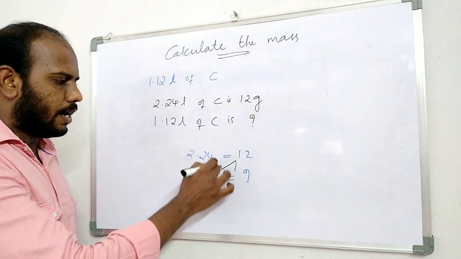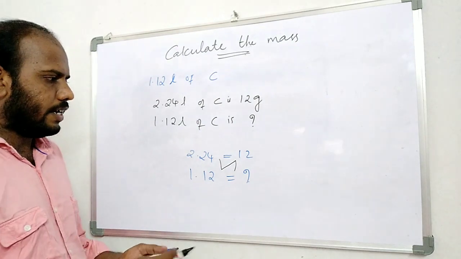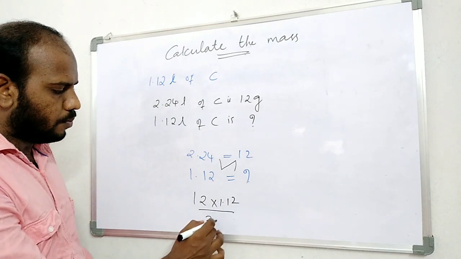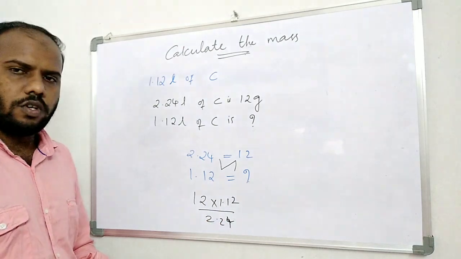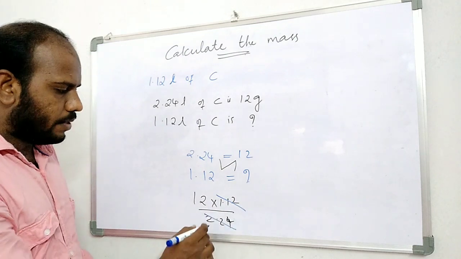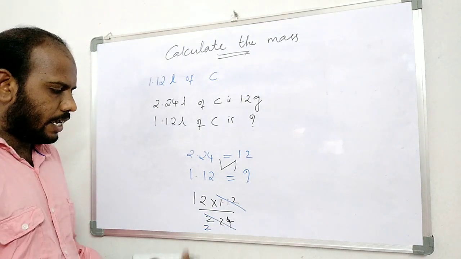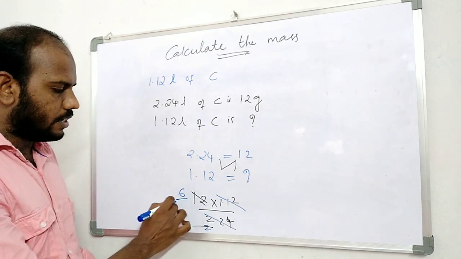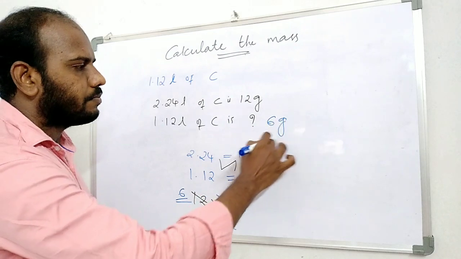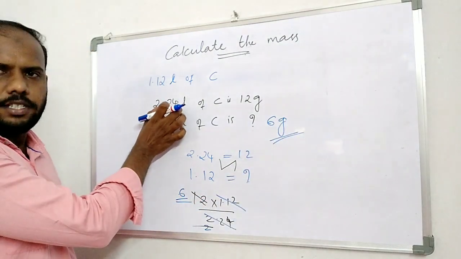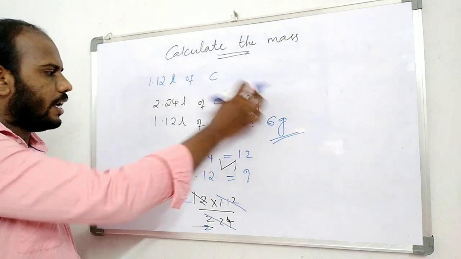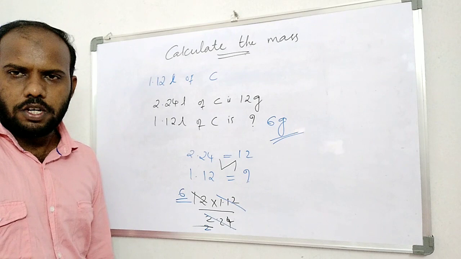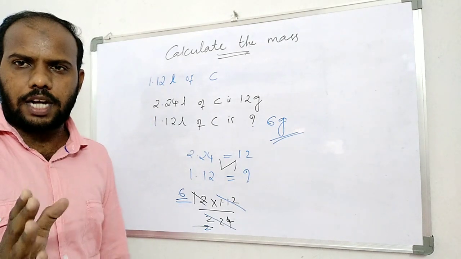So when we go up and down, you will write 12 into 1.12 divided by 2.24. Yes, children? So we are just cutting this. How many times will it go? 2 times. This 2 will be cancelled with the 12. So what will be the answer? The answer is 6. So we get 6 gram. Look here also, the standard full value 2.24 liter is 12 gram, then 1.12 liter of carbon will be 6 gram. Got it, children? I hope you understood how to calculate the mass.